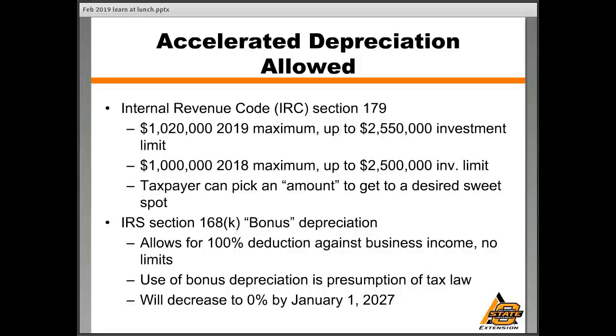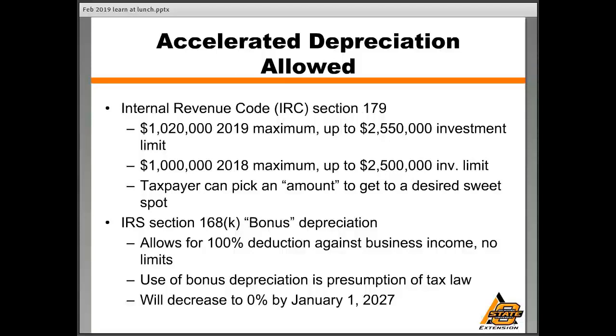Now the bonus depreciation, under current timing, is the same: 100% deduction against business income, no limits. Under 179, there are some limits. You can't go above and beyond net farm income. Bonus depreciation can offset other things, such as royalty income, other off-farm income, etc.